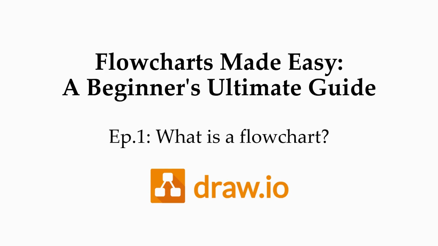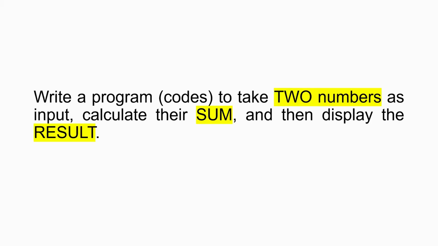Before we go into the definitions of flowchart, let's first assume that you are given a task as follows. You are required to write a program. It can be in Java, Python, or so on, to take two numbers. Assume that these numbers are integer as input. You need to calculate their sum, the total, and then display the result. Means you need to display the total.